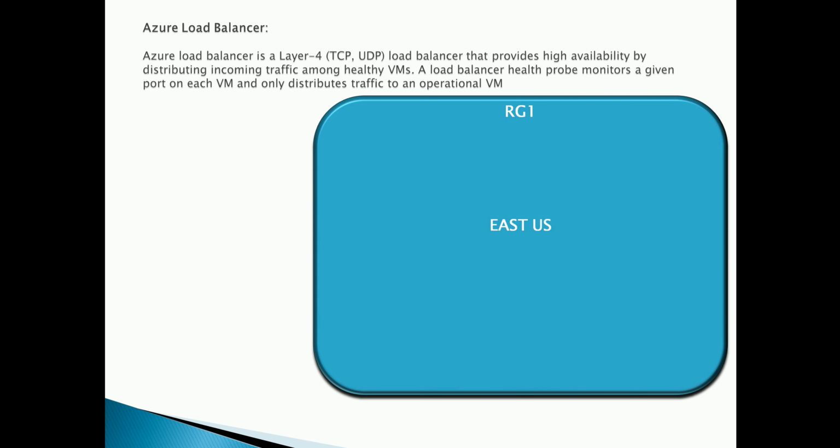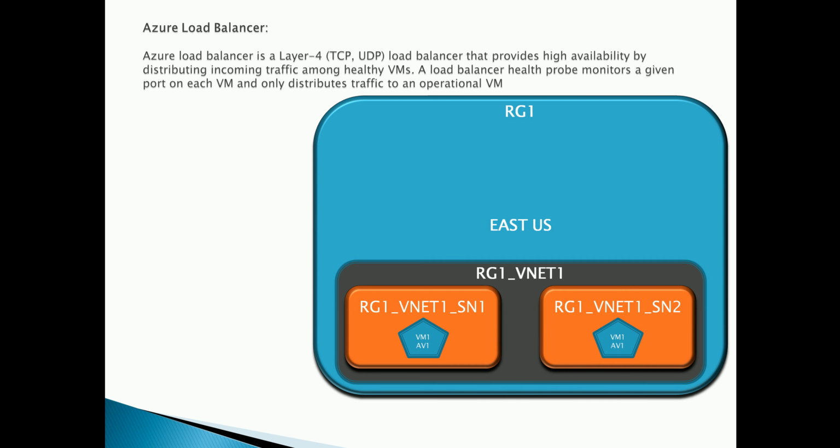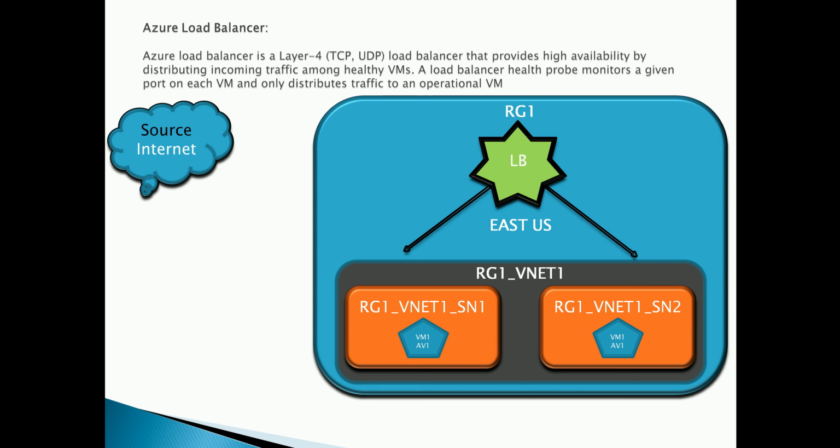So here we have a resource group 1 in East US, and in VNet 1 we have two VMs, one in subnet 1 and one in subnet 2. We have a load balancer here which balances the traffic from the outside. I'm going to install Nginx on both the servers and show you how the requests are redirected through the LB. So let's go and see the lab.